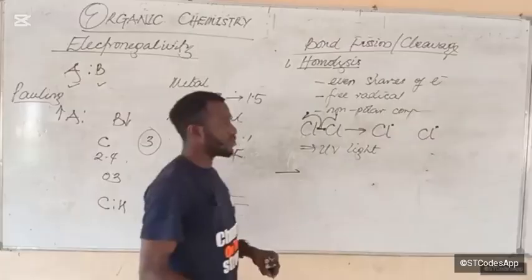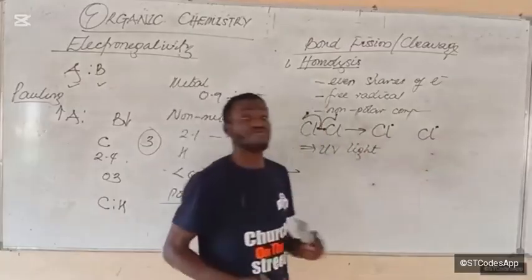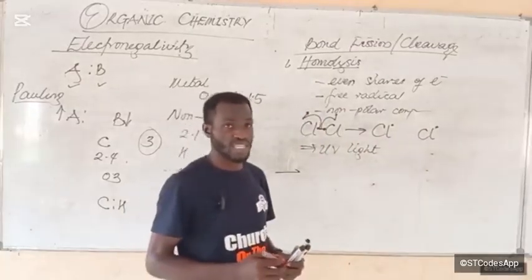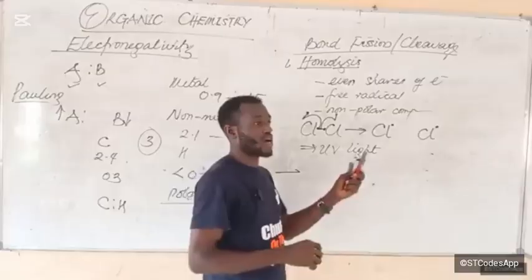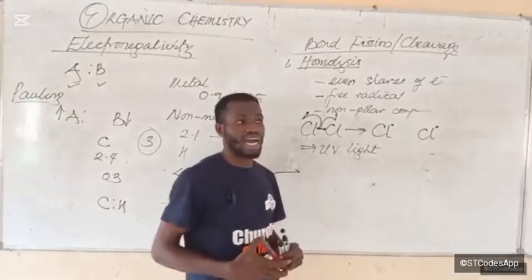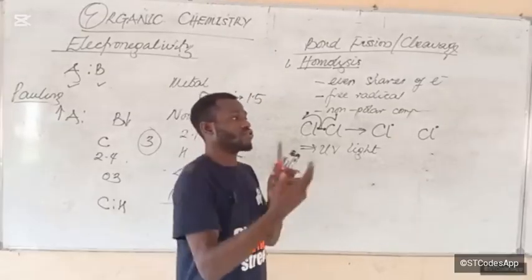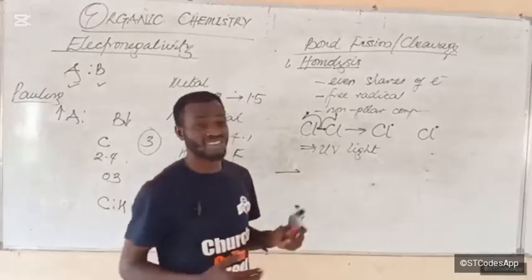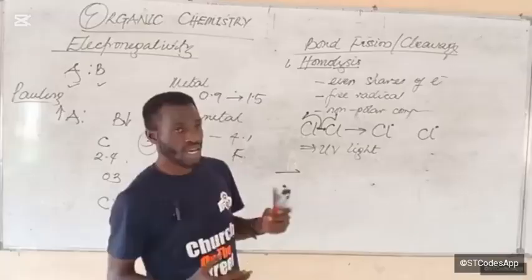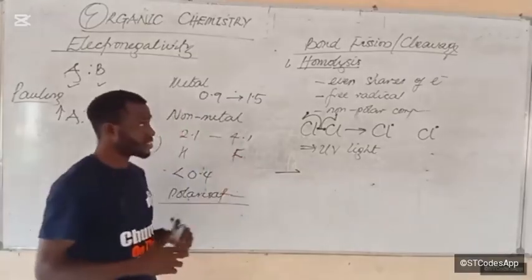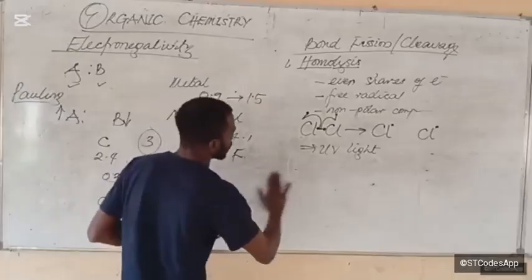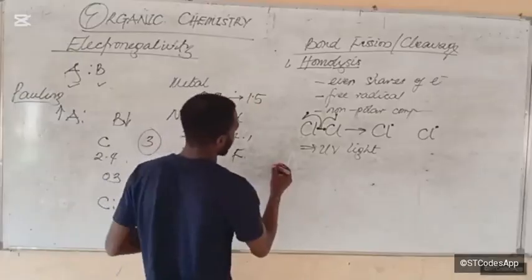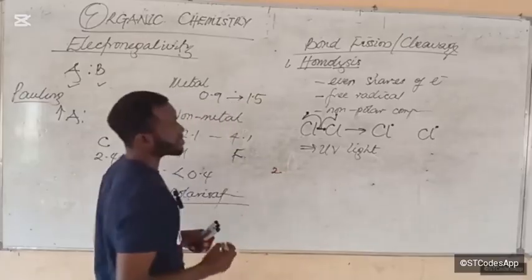Cl. This now becomes very reactive, and it is the initiation step for the substitution reaction that occurs with alkanes. This reaction actually precedes it. It is the initiation step. All right, so that is for homolytic fission. Then heterolytic fission.